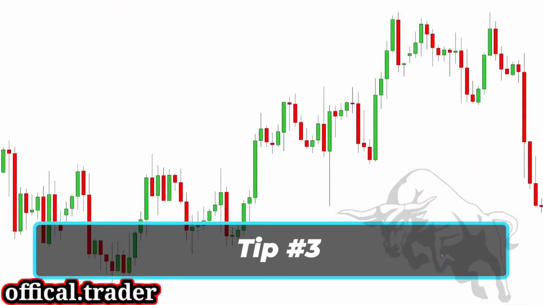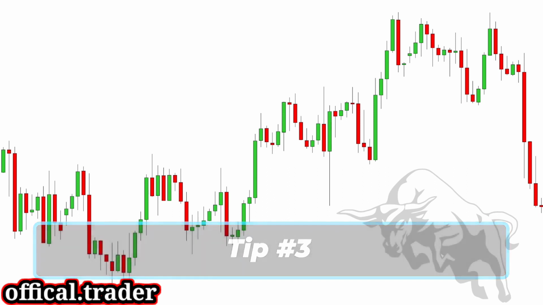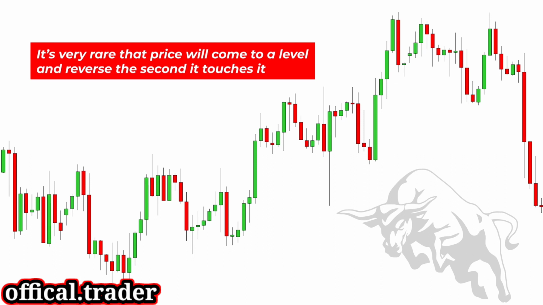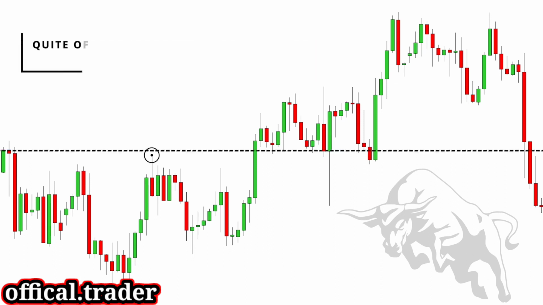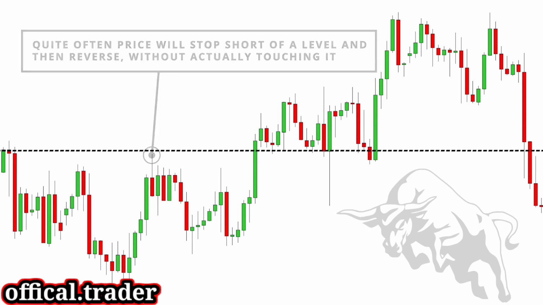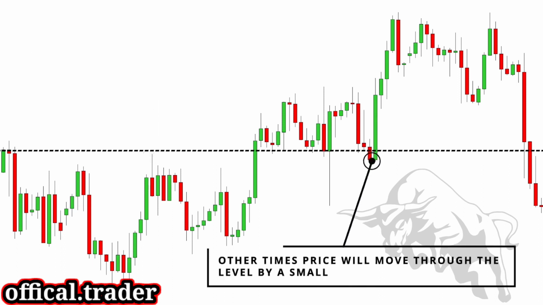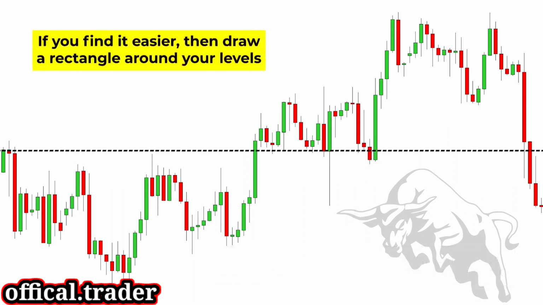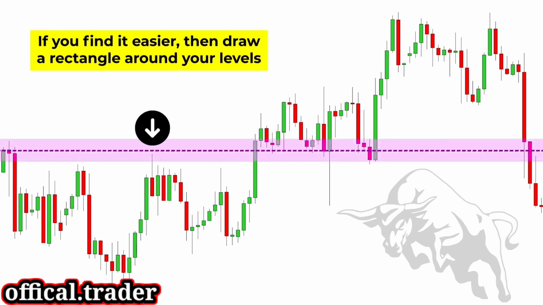Tip 3 is to remind yourself that support and resistance levels are not actually a level, but more of a zone. It's very rare that price will come to a level and reverse the second it touches it. Quite often, price will stop short of a level and then reverse without actually touching it. Other times, price will move through the level by a small amount before reversing. If you find it easier, then draw a rectangle around your levels to remind yourself that price will quite often stop short of a level or move slightly through a level.